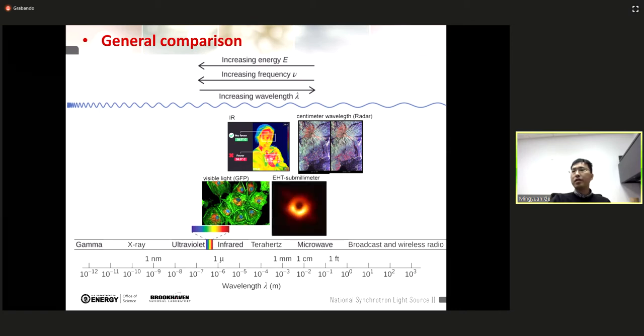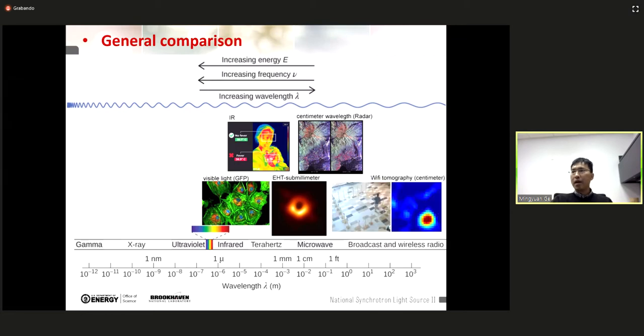Of course, do you know what this one is? This is the first snapshot of a black hole. It's a kind of milestone. We used submillimeter wavelengths with a complicated calculation to simulate the result we get from the interference of the submillimeter waves. And of course, we can use even longer wavelengths like the centimeter ones to track people around a space. This is using Wi-Fi signals, so we can get tomography, which means the 3D distribution of the object.